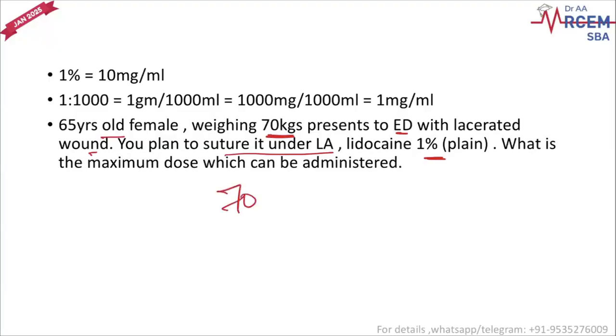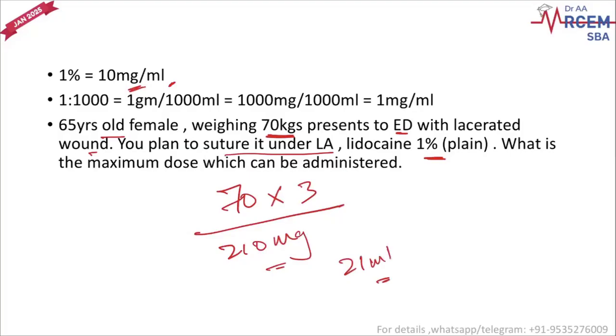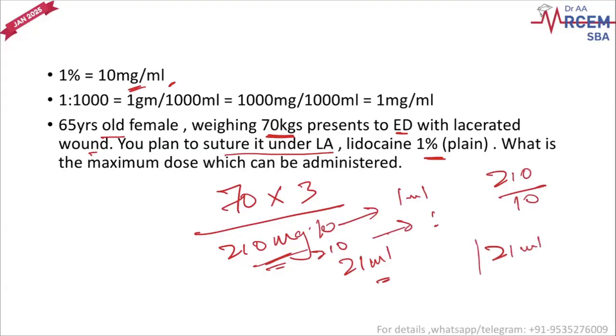The patient is 70 kgs. So what we can give, it is plain, so 70 into 3, so 210 mg is what I can give to this patient. So how many mLs can I give? 10 mg is present in 1 ml. So 210 mg will be present in how much? 210 divided by 10, it is 21 ml that has 210 mg. So 21 ml is the maximum dose I can give to this person. That's how you will be doing the calculations.